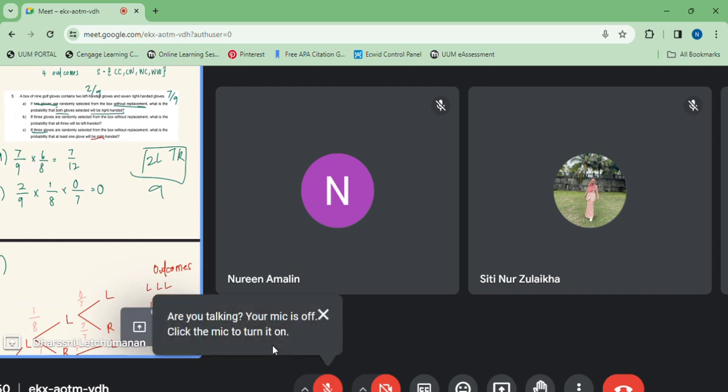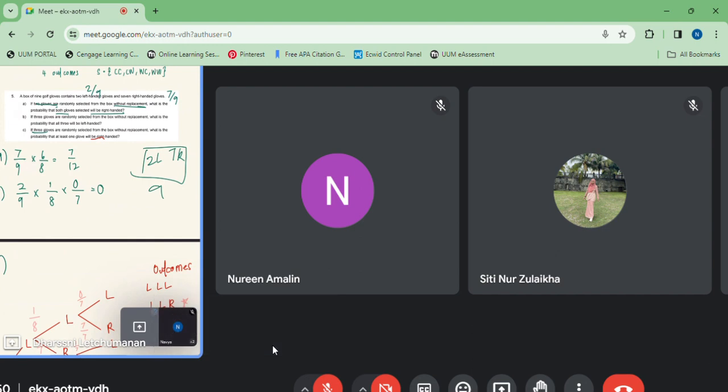So what I said just now, if there's no replacement, which means the second pick, the quantity will reduce. So first they have 7 over 9. Then the following one will become 6 over 8. Then you just times. This one is right-handed, so we have to use this 7 over 9. Can you understand?